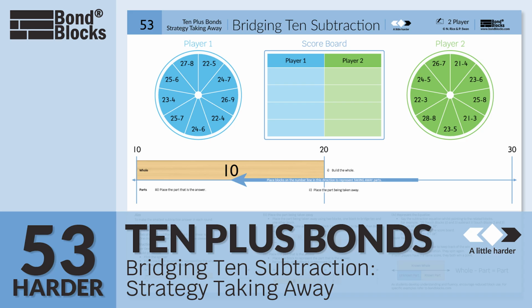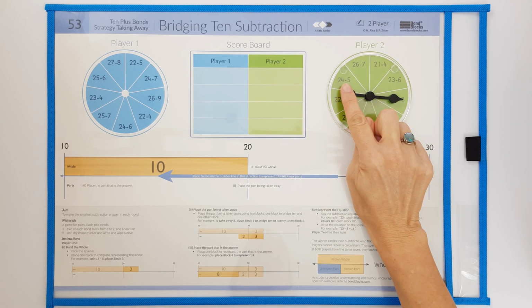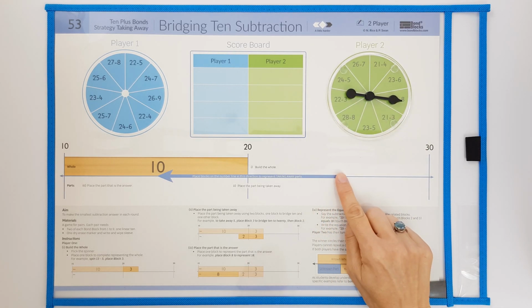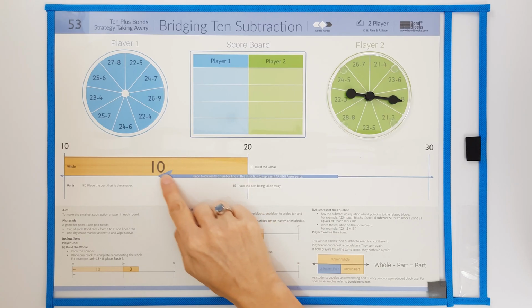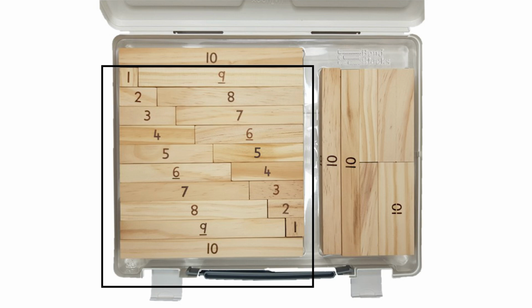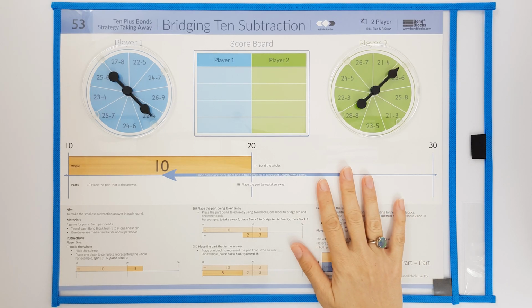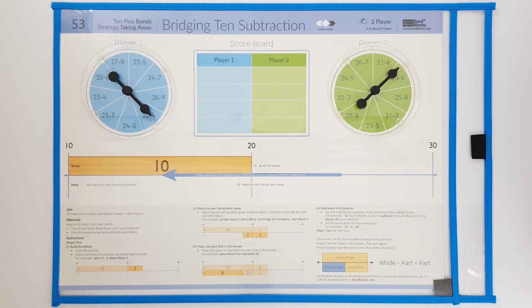Welcome to Activity 53, A Little Harder. In this activity, we'll be developing the strategy of bridging 10 for subtraction that's solved by taking away, starting with wholes of less than 30. To complete this activity, you will need 2 of each bond block from 1 to 9 and 1 linear 10. If you have original boards, please place them inside a write and wipe sleeve.